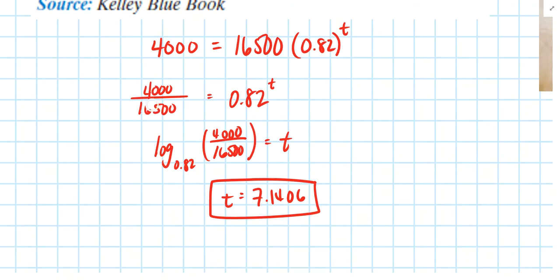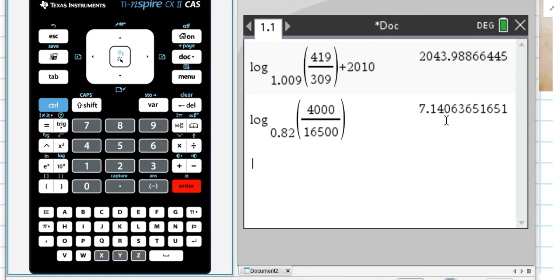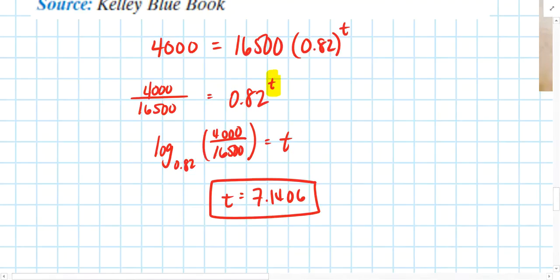And with this approach, I first divided both sides by 16,500 and had that equal to some base to the power of t. Since I'm looking for t, it's really nice to rewrite as a logarithm next. So log base 0.82 of 4,000 divided by 16,500 is equal to t. That's when I went to the calculator and obtained the result, 7.1406.